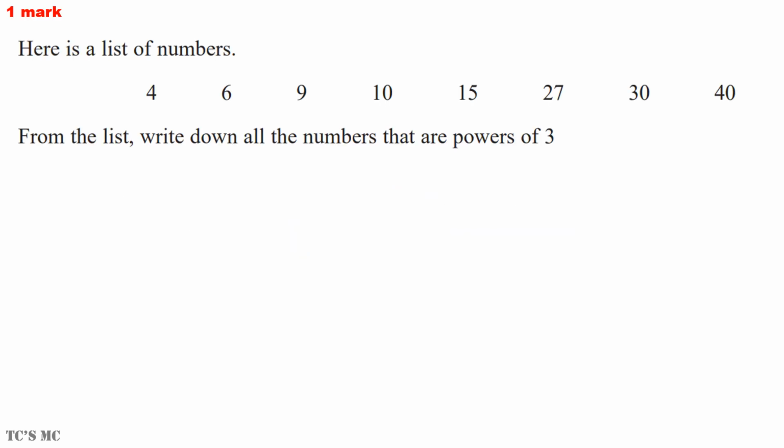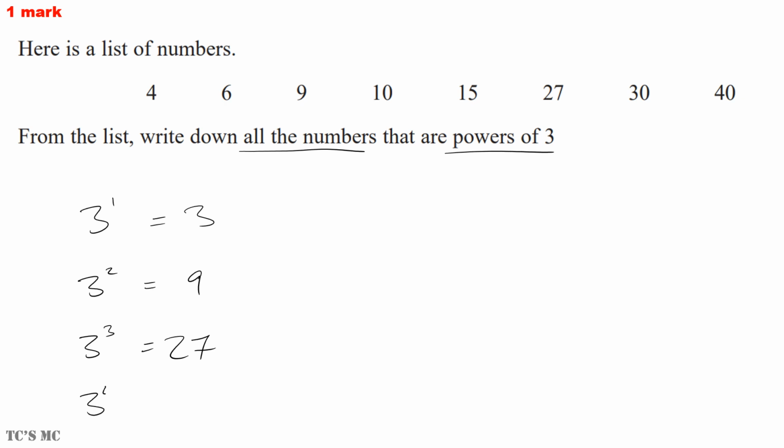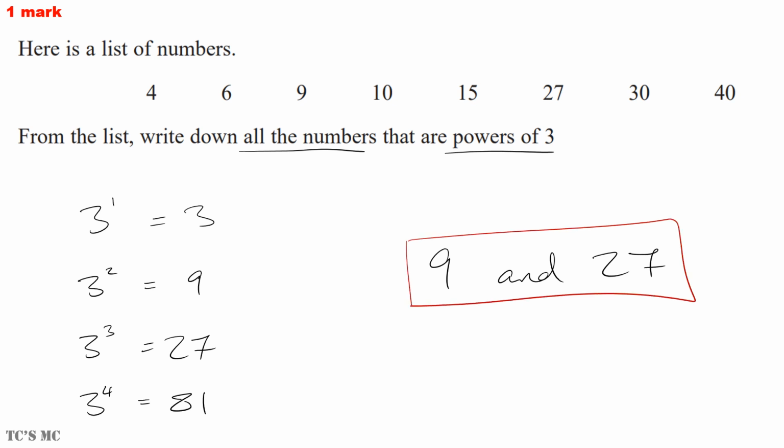Here is a list of numbers. From the list, write down all the numbers that are powers of 3. So powers of 3 are 3 to the power of 1, which is 3, 3 squared, which is 9, 3 cubed, which is 27, and just to be safe, 3 to the power of 4 is 81. From the list above, we can only use 9 and 27. The question does say all the numbers that are powers of 3, so we need both of them for the 1 mark.